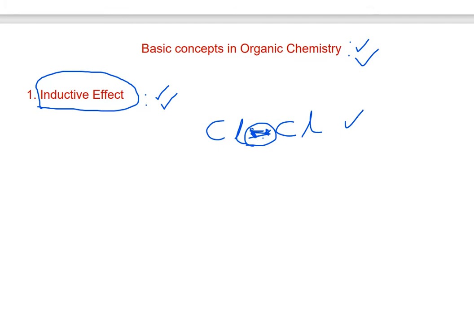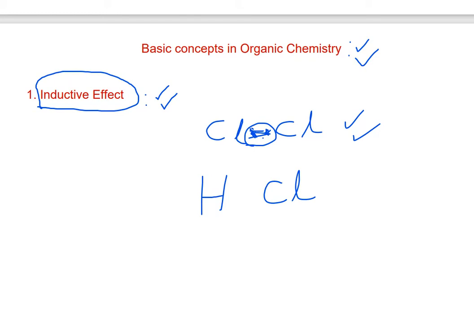That's Cl2. What happens when I replace one Cl with H, and we have an HCl molecule? Now chlorine and hydrogen have different electronegativity. What is electronegativity? Electronegativity is the power to attract the bonded electron.